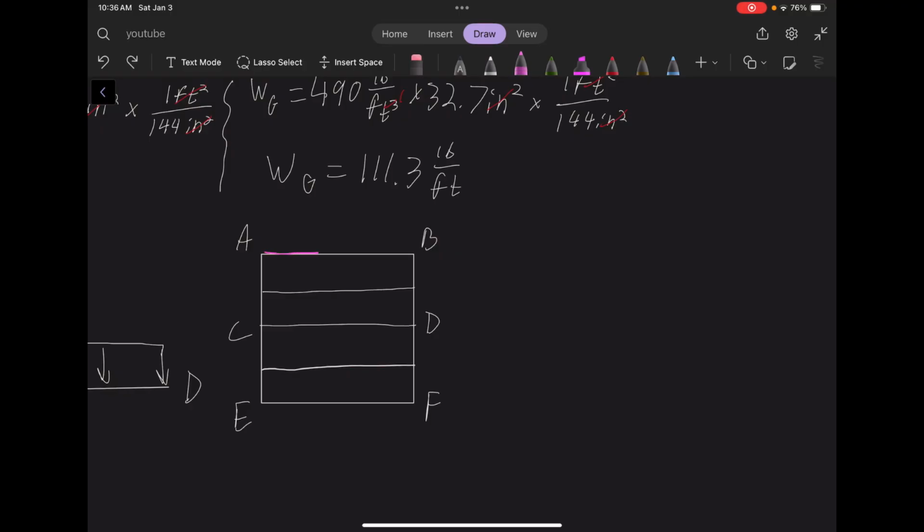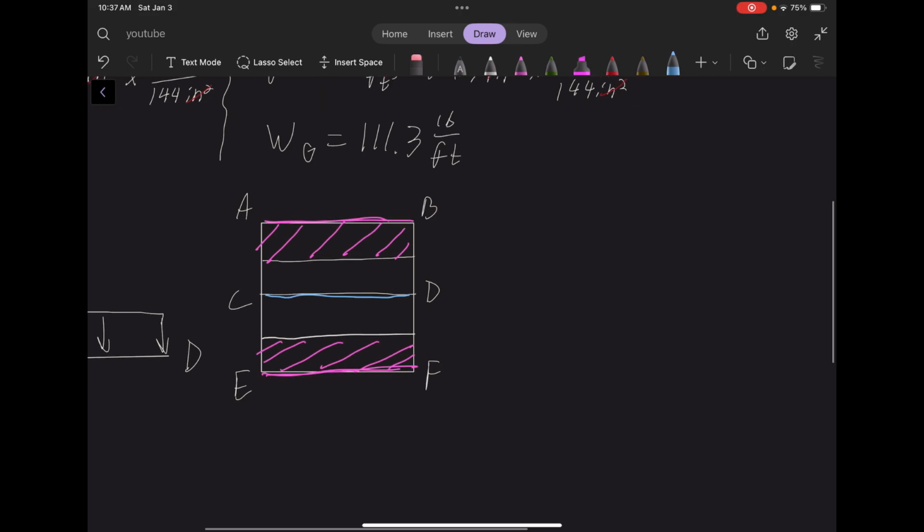This floor beam will take this area, or they're girders. This is a girder, this is a girder, but this floor beam here will take this area because it's halfway on either side. So this would be 6 and 6, therefore making this 12.